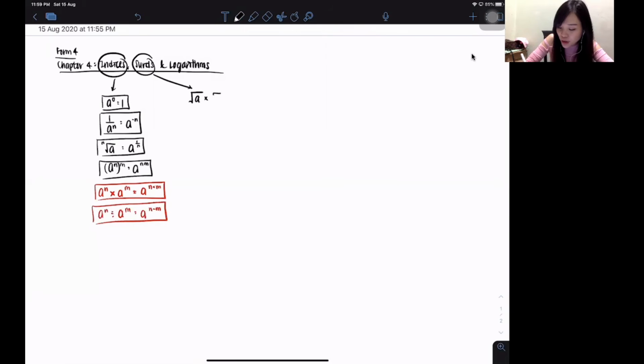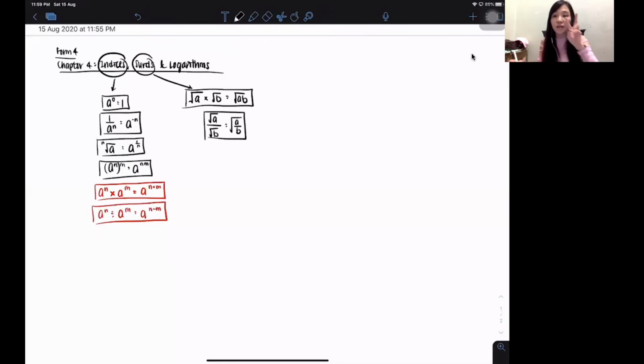Square root a times square root b will equal square root ab. Very hard to understand, man? No lah. I got a square root, you got a square root, so we combine together, we times together. So square root a over square root b will be square root of a over b. Same thing lah, my dear. So when it's a times relation just combine, when it's a divide relation just combine, because all of them are under square root.